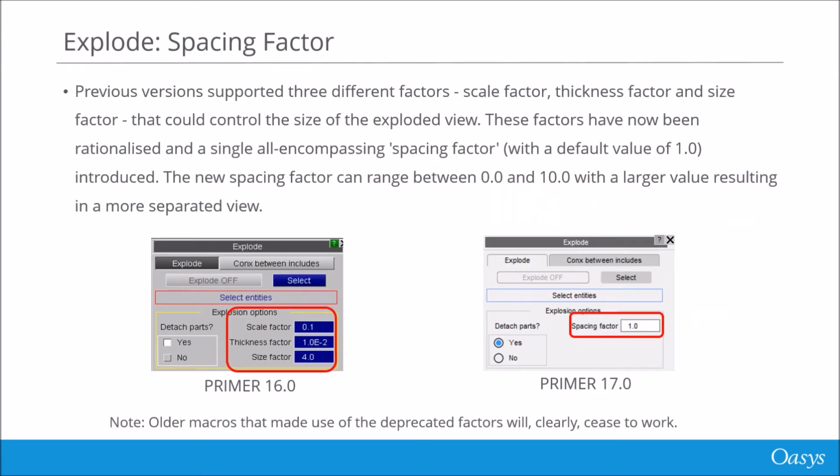So in Primer, we also have the explode tool that explodes your model so you can view it in a different way. And that means you can view the contents in a slightly different way and understand what's in your model in greater detail. So in previous versions, we supported 3 different factors. There was a scale factor, a thickness factor, and a size factor. And all 3 could control the size of the exploded views. So these factors have now been rationalized into a single, all-encompassing spacing factor with a default value of 1. So this can range between 0 and 10, and a larger value results in a more separated view.